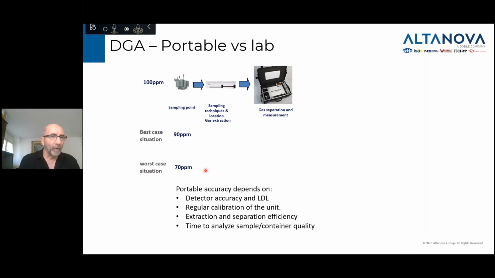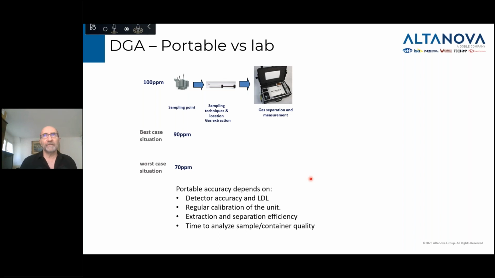Now, why 70 ppm? Because the portable accuracy depends on a couple of factors. The first is the detector accuracy. What kind of technology are you using? Each detector has a specific accuracy range. Also, what is the lowest detection limit? Every detector, whatever technology you're using, has a different type of LDL. Also, how often the system is calibrated. As I said earlier, every system starts losing accuracy from the moment you buy it. That's the reality of an electromechanical system.